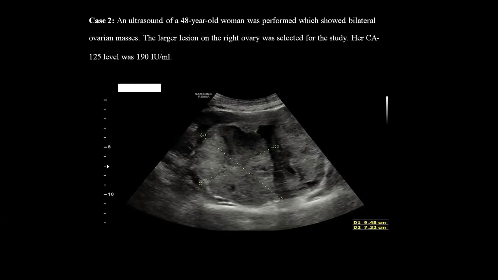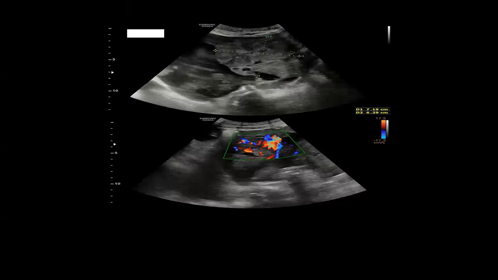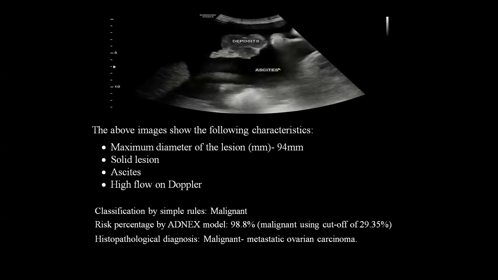Case 2 is a 48-year-old woman who presented with bilateral adnexal ovarian masses. However, the larger lesion on the right ovary was selected for the study, and CA-125 levels were raised, at 190 international units per ml. This lesion had a maximum diameter of 94 mm, and it was a solid lesion with ascites and high flow on Doppler. The classification by the simple rules is a malignant lesion. The risk percentage by ADNEX is 98.8, and the histopathological correlation was a malignant lesion, metastatic ovarian carcinoma.